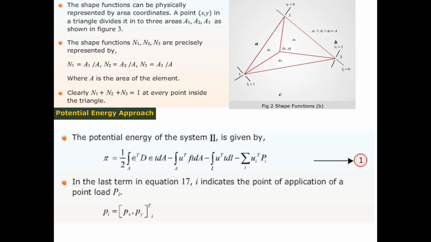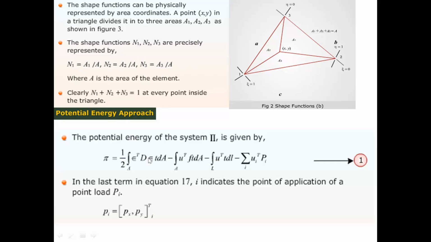And when you write these shape functions, we can write them in area coordinates also. Simply in terms of area, N1 is A1 by A, N2 is A2 by A, N3 is A3 by A. Or in other words, xi is A1 by A and eta is A2 by A. Then N3 is 1 minus xi minus eta. The same way we can write in terms of xi, eta.